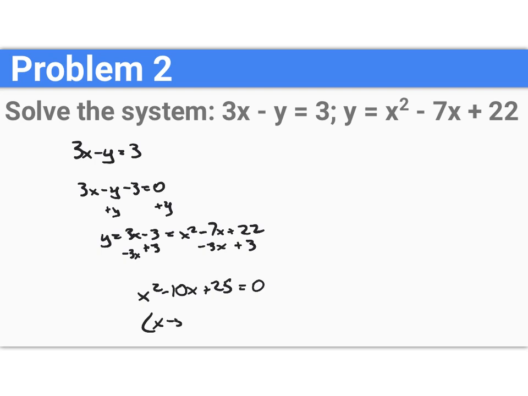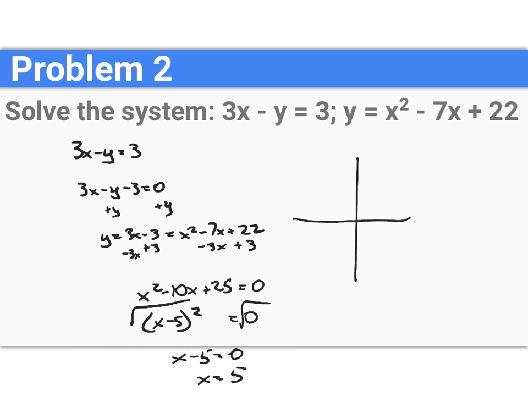We get x minus 5 squared. Take the square root, x minus 5 equals 0. Our one root is x equals 5. So that means this line only touches the parabola in one spot.